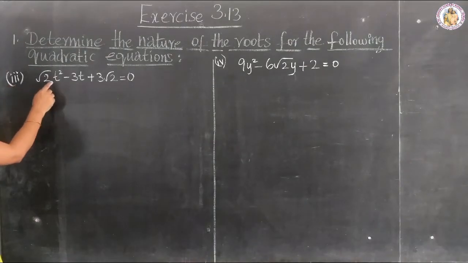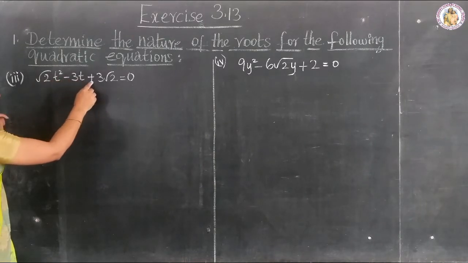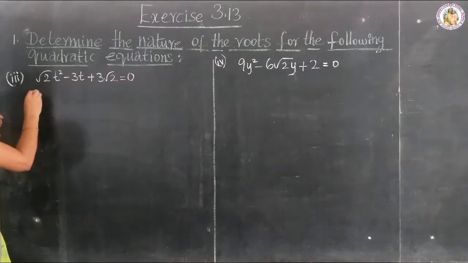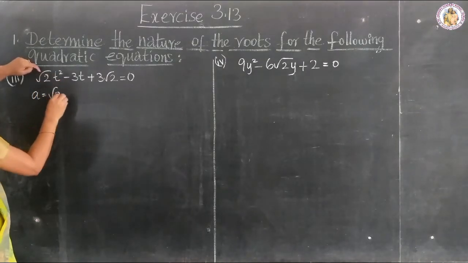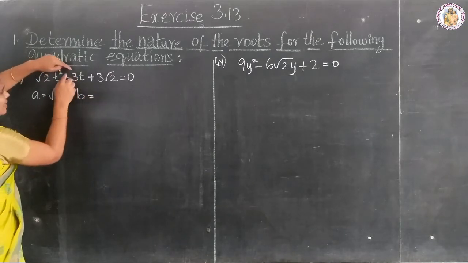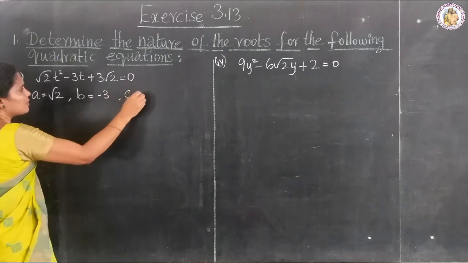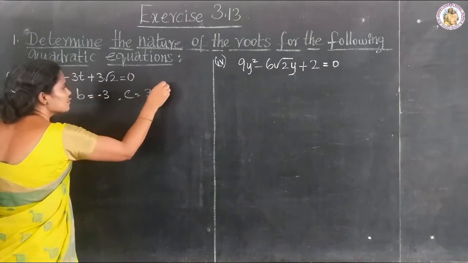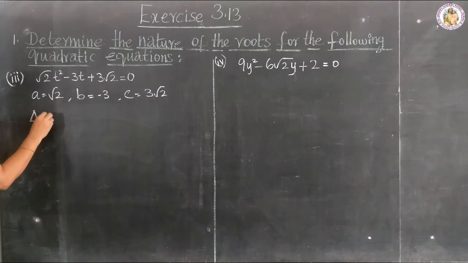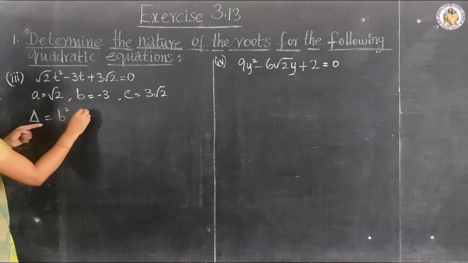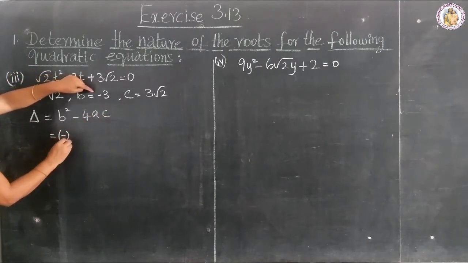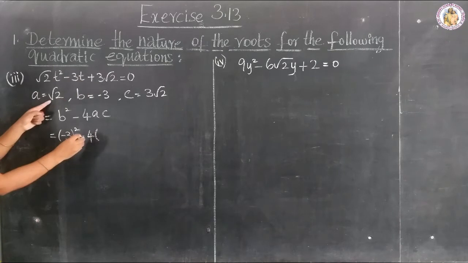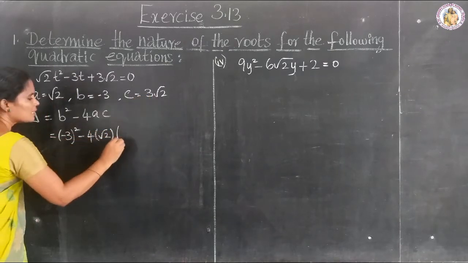Question number 3. Root 2 t square minus 3t plus 3 root 2 is equal to 0. Now take A is equal to coefficient of t square is root 2. So root 2 and B is equal to minus 3. So minus 3 and C is equal to 3 root 2. Okay, now discriminant is equal to B square minus 4AC. Now B square, B is minus 3 whole square minus 4A. A is root 2 and C is 3 root 2.